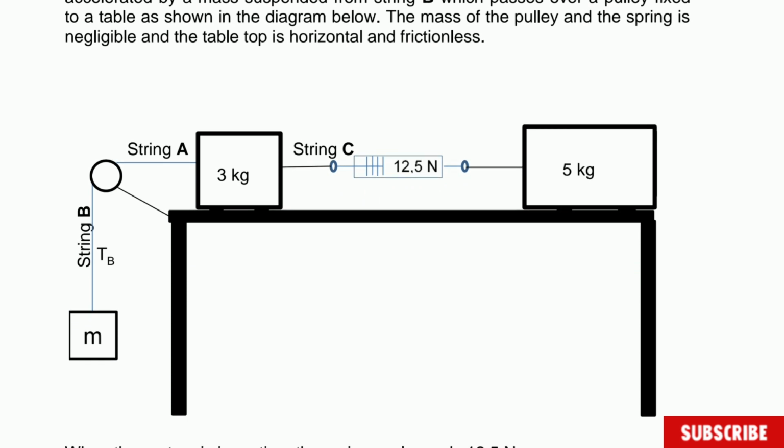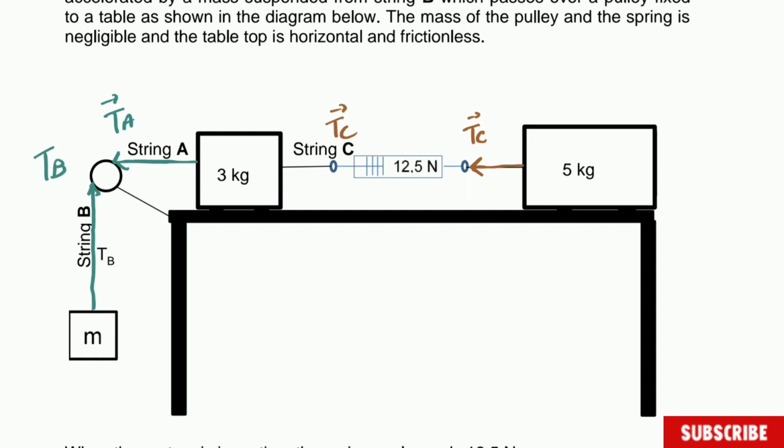Now, those are very important details we're going to be speaking about. The first important thing is to know that the string that is coming from the 5 kilogram block, this one here, is also going to be tension C. So if we call this one tension C, that one there is also tension C. That is very important. The other thing is also true for strings B and A. These two are the same string, and therefore they are the same.